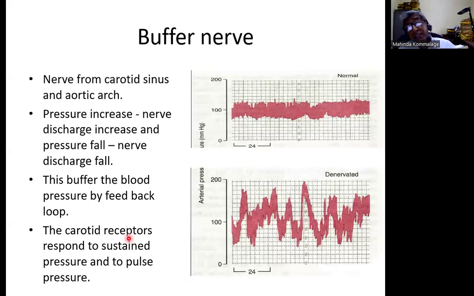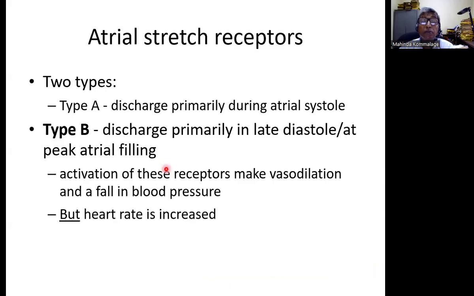The baroreceptor acts as a buffer nerve and buffers the blood pressure. So when we lose the baroreceptor, blood pressure will fluctuate like this. When we have the baroreceptor, there will be less fluctuation, and if you read this, you will understand why we call the baroreceptor nerve, or baroreceptor function, a buffer of blood pressure. Buffer again, you know, you learned about pH, so it acts as a buffer nerve.